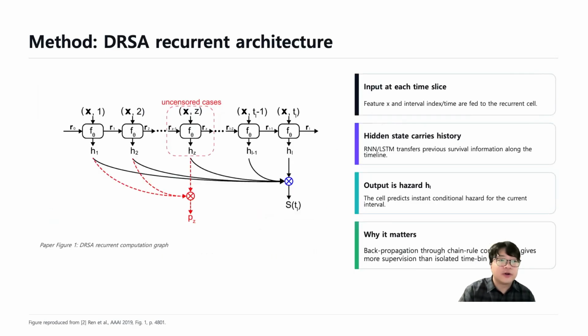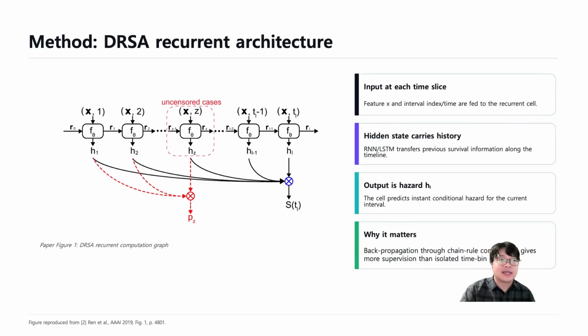This slide shows figure 1 from the paper, which illustrates the DRSA recurrent computation graph. At each time slice, the model receives the feature vector and the interval information as input. The recurrent cells, such as an RNN or LSTM cell, pass hidden information from the previous interval to the current interval. This hidden state carries previous survival information along the timeline. The output of each cell is the conditional hazard Hi for the current interval.